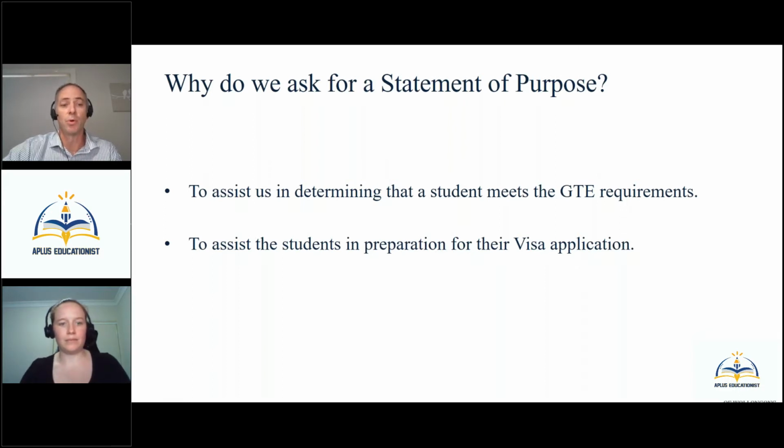The second point, and the more important one, is assisting the students in preparation for their visa application. From our perspective at the University of Wollongong, we want to make sure that a student meets our GTE requirements, but more importantly, we want to assist them in their preparation for a visa application and being successful in it. So when we ask for particular information, it is not purely to help us meet our requirements. It is also thinking ahead, to put the student in the best position possible to achieve a positive outcome with their visa application.